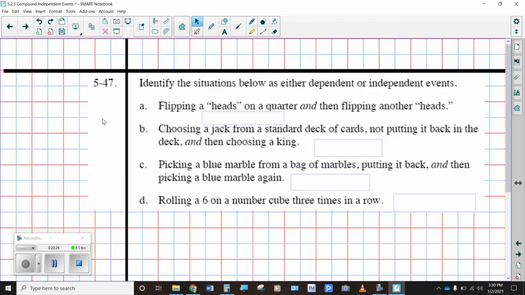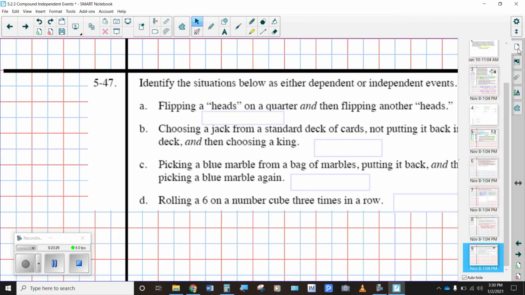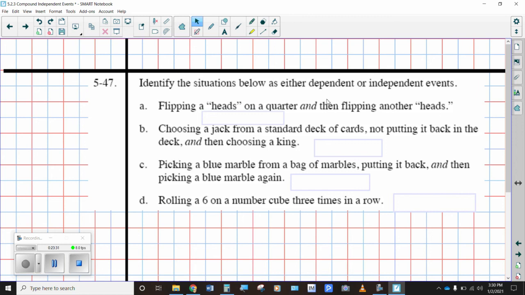All right, now what we're going to do, this is the last problem, I'm pretty sure. For this problem, we're going to look at some different situations, and our goal is to determine whether or not the situation represents dependent events or independent events. Now remember, independent events means whatever you do for one event has no effect on the other. Okay? When it's dependent, the probability changes after you've done one of them. Okay? So let's take a look at this.